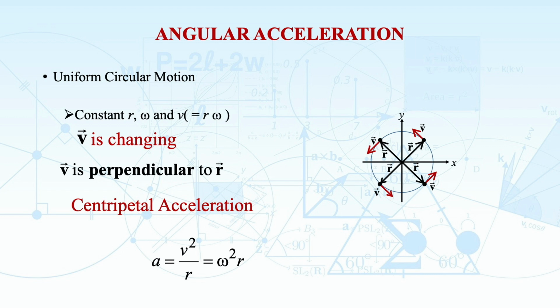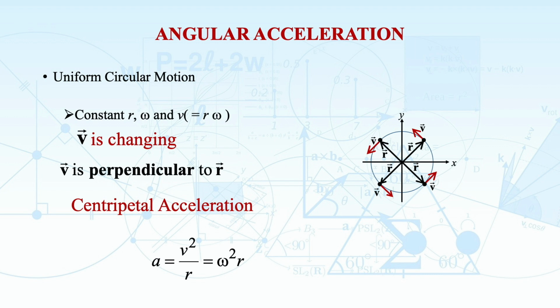So, what do you know about the centripetal acceleration? You know that V is perpendicular to R, and the magnitude of the centripetal acceleration is V squared by R. And because you know that V is equal to R omega, you can write that the centripetal acceleration is equal to omega squared R. So, you have a finite acceleration for uniform circular motion, and this is the centripetal acceleration.